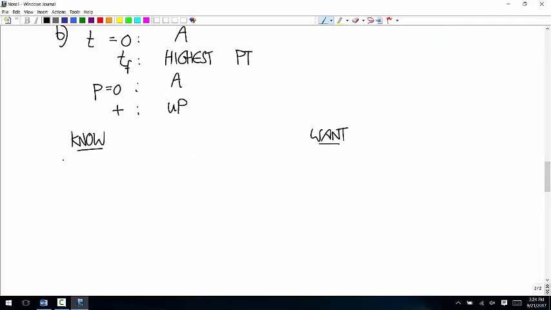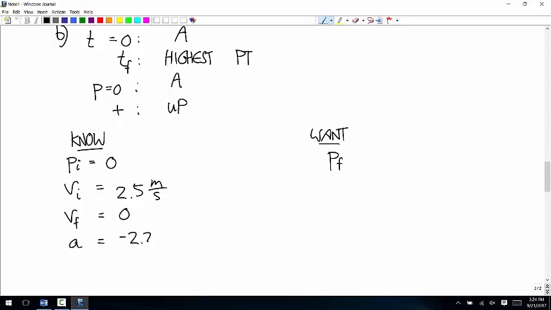So time final, we don't know. P initial is 0. P final is what we're trying to find. V initial is still whatever that was before, 2.5. V final, what do we know about the velocity when it gets to the highest point? 0, yep. And then acceleration, we know that now, is negative 2.25 meters per second squared.